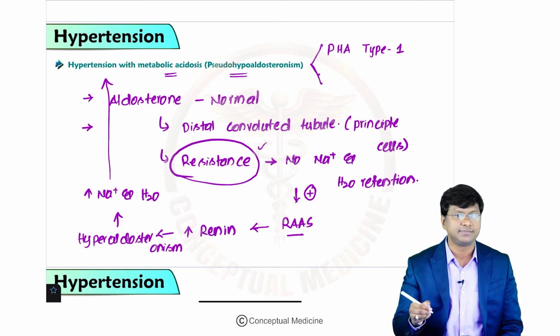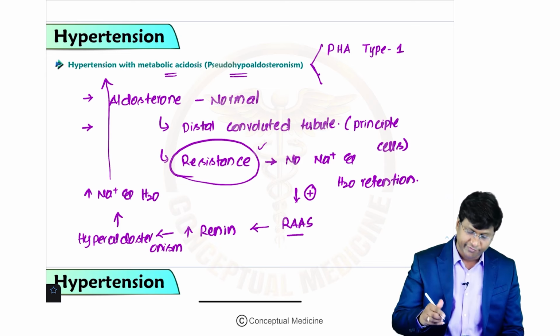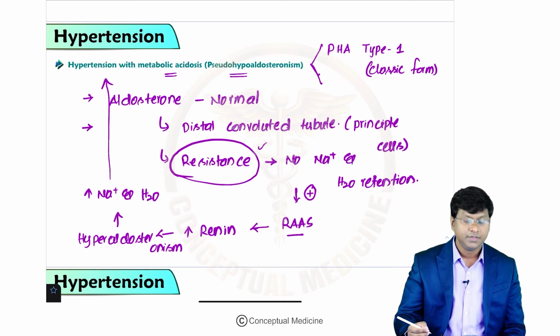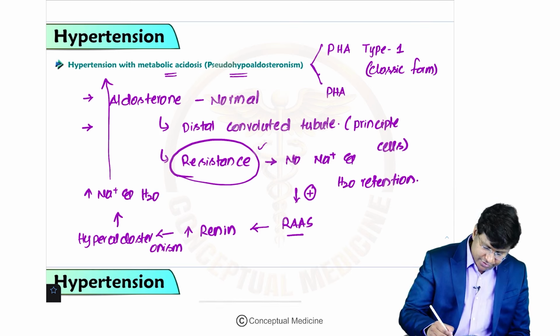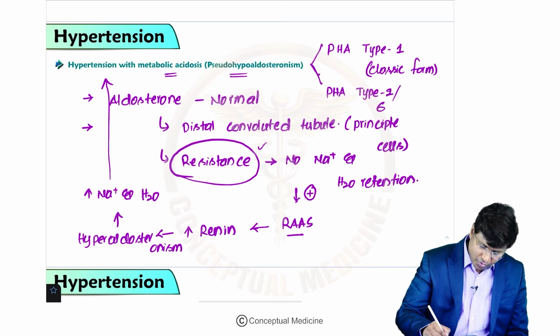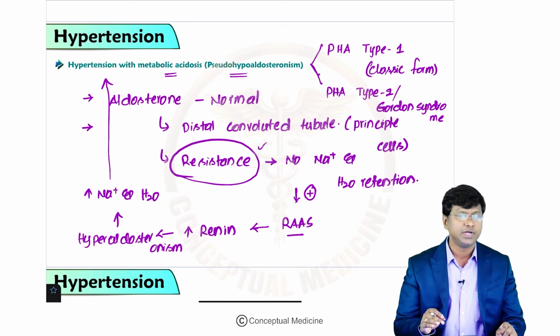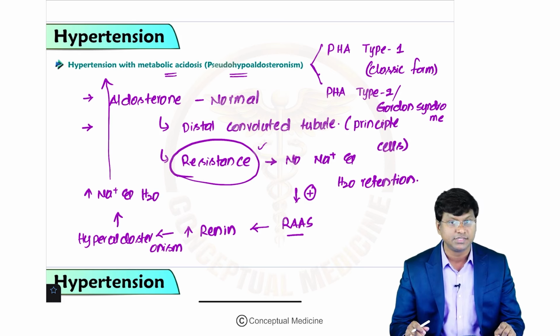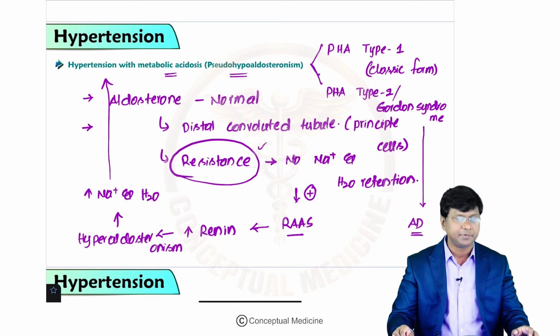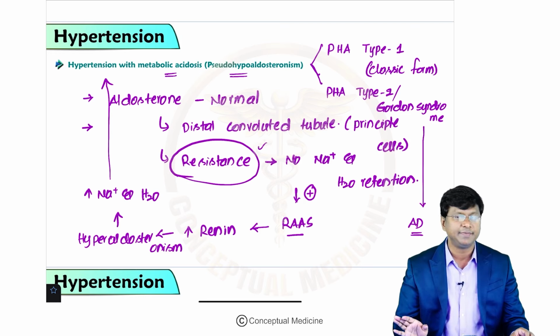This pseudohypoaldosteronism type 1 is called the classic form. Whereas pseudohypoaldosteronism type 2 is called Gordon syndrome. And this Gordon syndrome, let me tell you, is an autosomal dominant type of inheritance. So this is the condition where you have hypertension with metabolic acidosis.